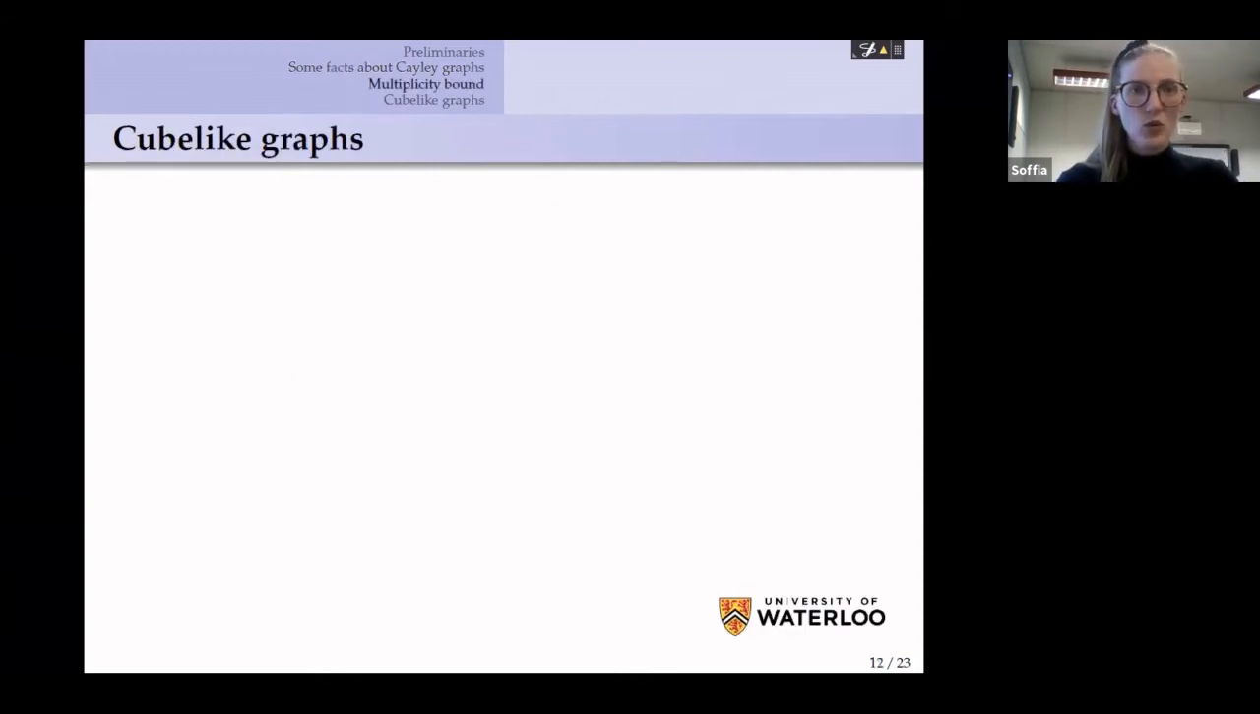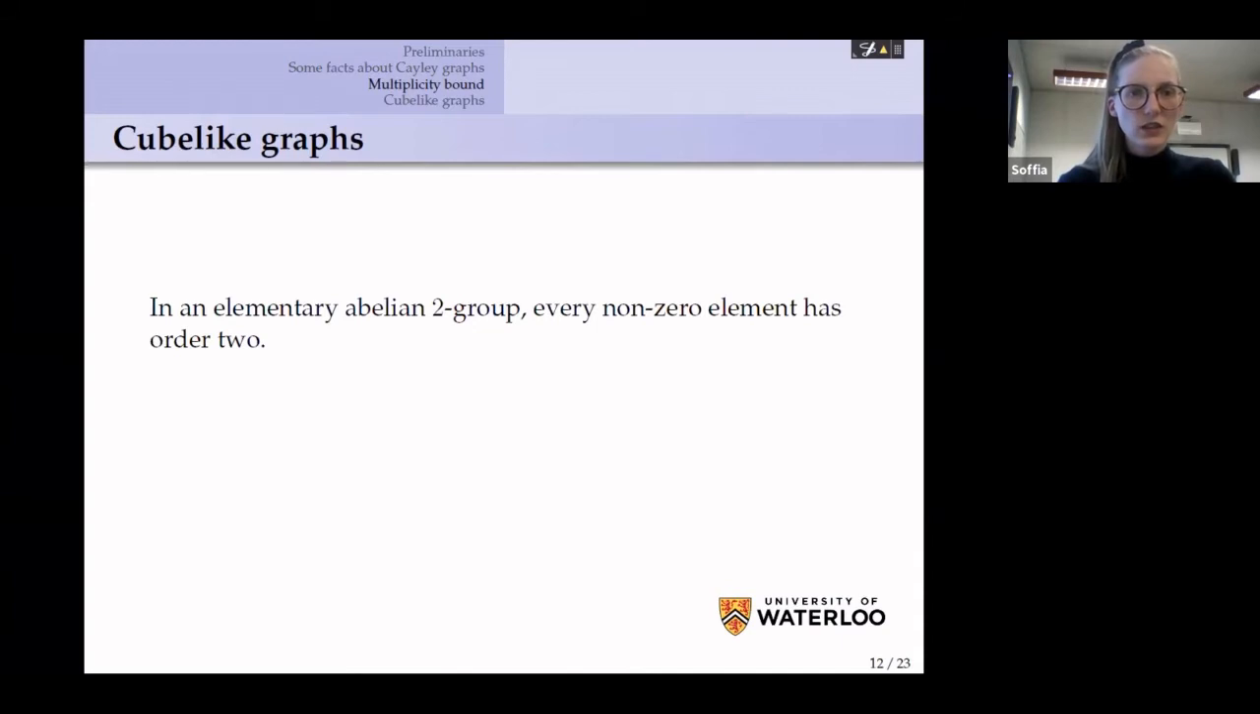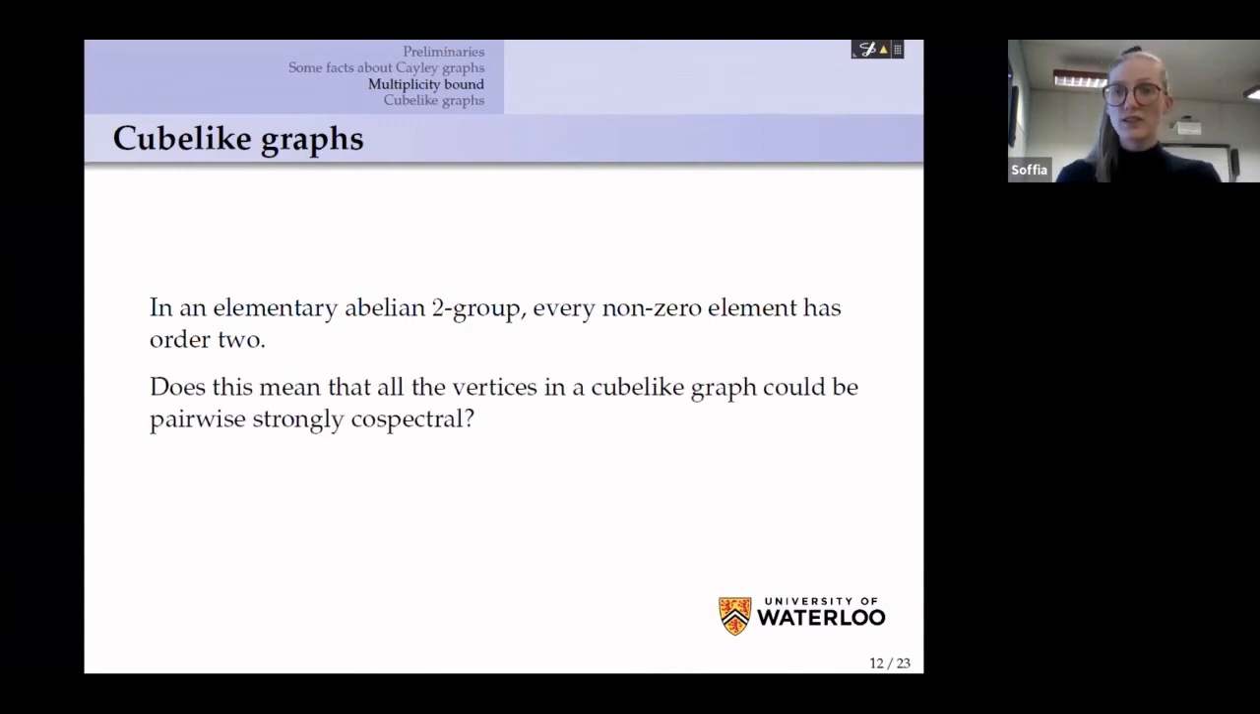So, specifically, cube-like graphs, we have this simple condition that an element in a group has to have order 2 when it is strongly cospectral to 0. Then what happens in cube-like graphs where all the elements have order 2? The question here is: could all the elements in the group be strongly cospectral to 0 because they all have order 2? And the answer to this question is no, they cannot.